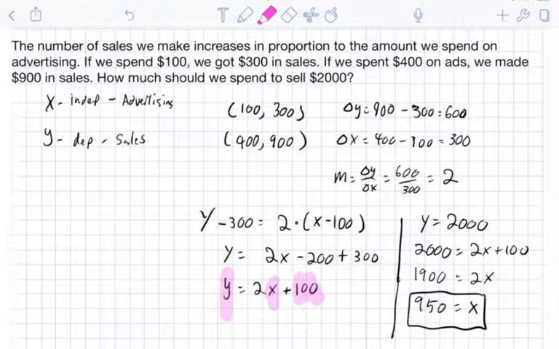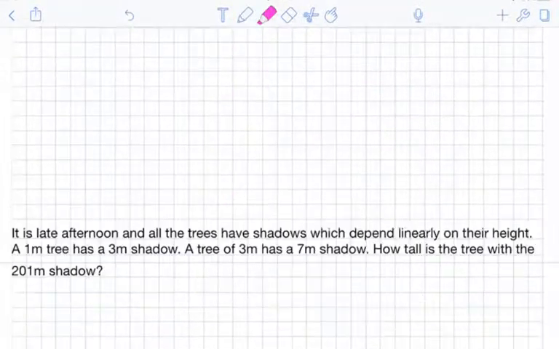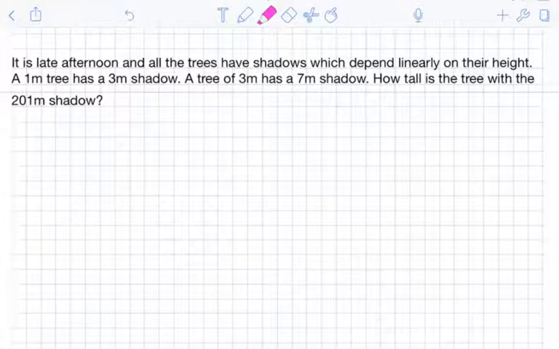All right, one more question. It's late afternoon and all the trees have shadows whose length depends linearly on their height. A 1 meter tree has a 3 meter shadow. A tree of 3 meters has a 7 meter shadow. How tall is the tree with the 201 meter shadow?